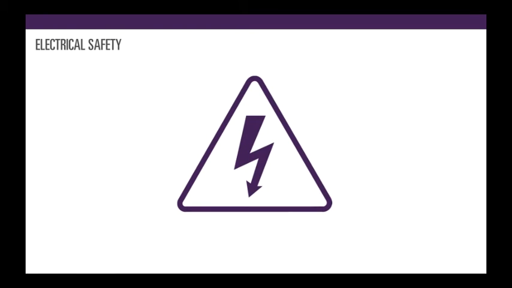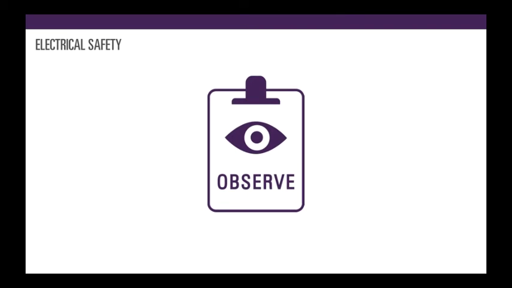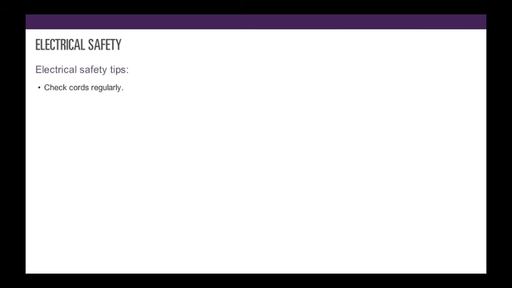Electrical hazards can injure or even kill you or a consumer. It's important to observe electrical safety to keep everyone safe. Check cords regularly. If you see the cord for an item is frayed or cracked, don't use it until the cord is fixed. When plugging in an item, make sure the outlet has the right number of prongs. Do not try to put a 3-prong cord into a 2-prong outlet or extension cord.